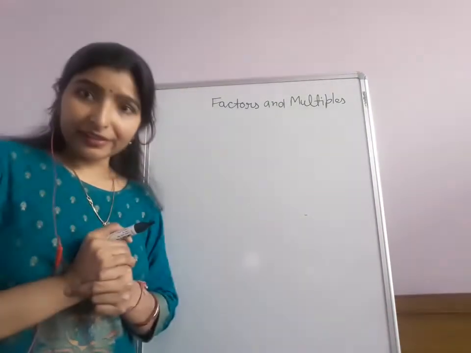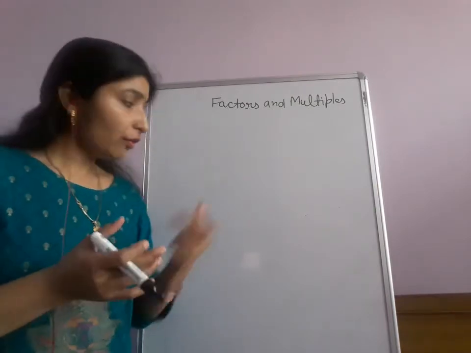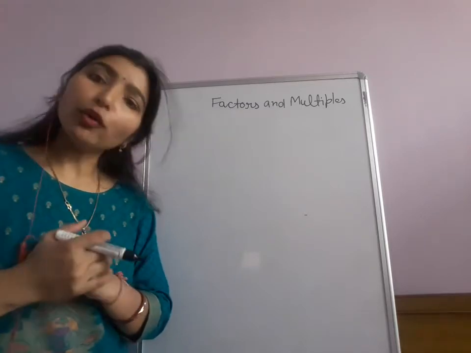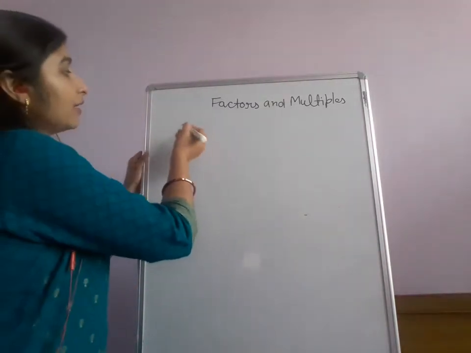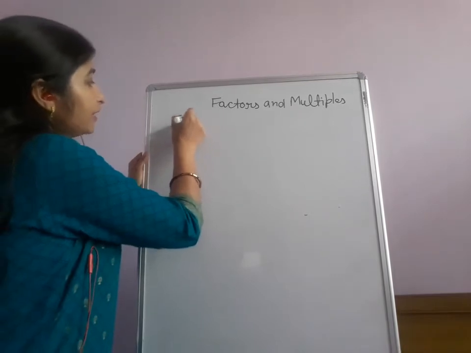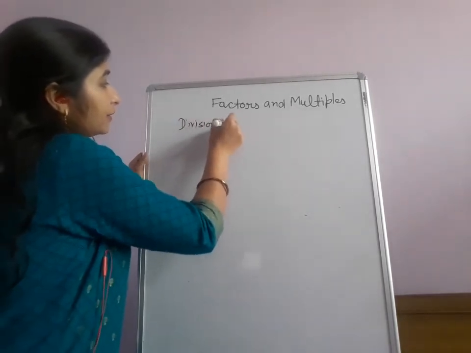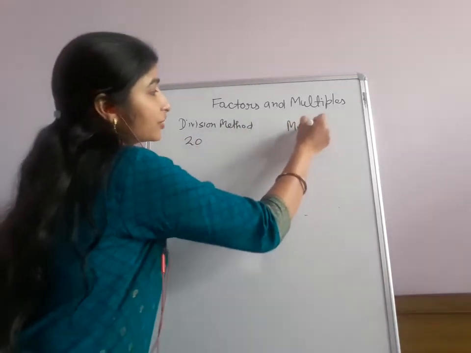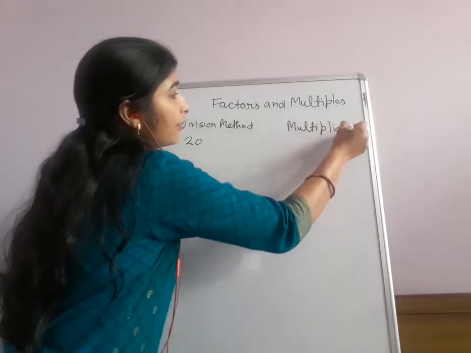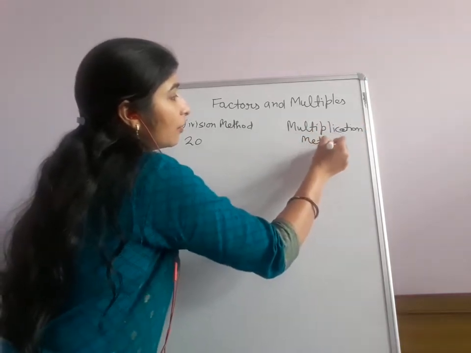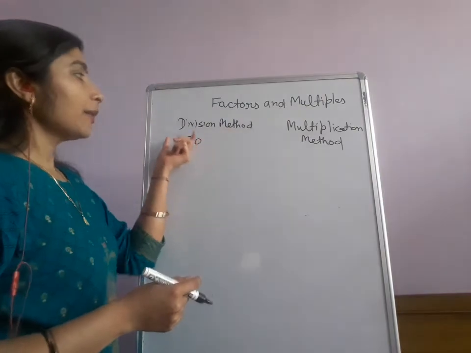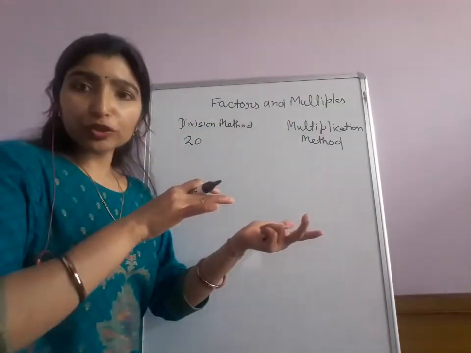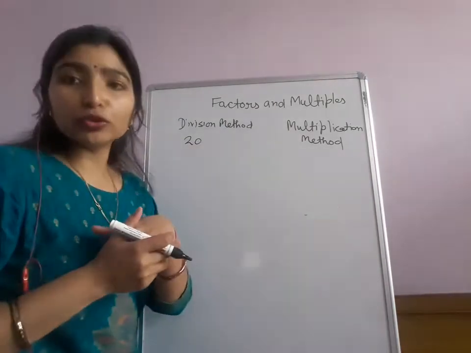We can find factors by division method also. What we have done, that is division method, and we can find out by multiplication method also. Like this is division method. Okay, I am taking 20 and this is multiplication method. Okay, we can find factors by division method also and by multiplication, because you know division is opposite of multiplication and multiplication is opposite of division.